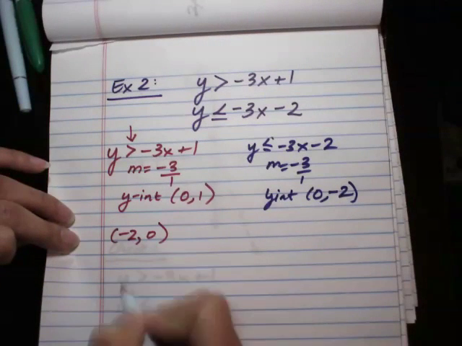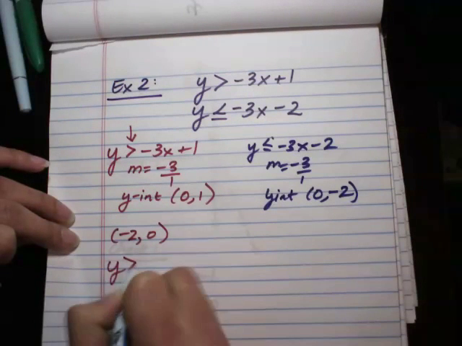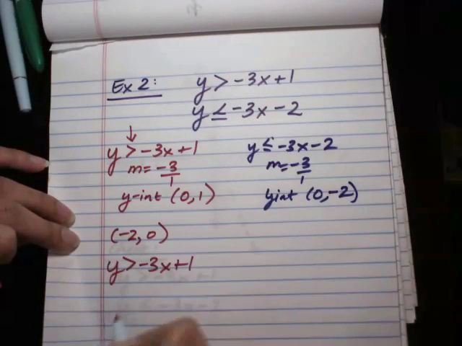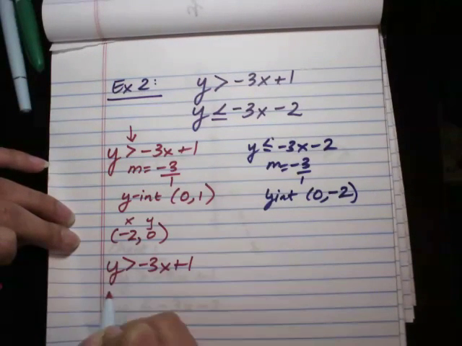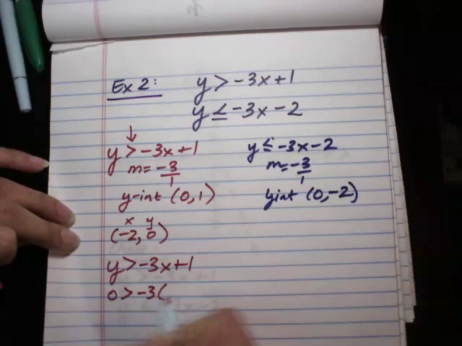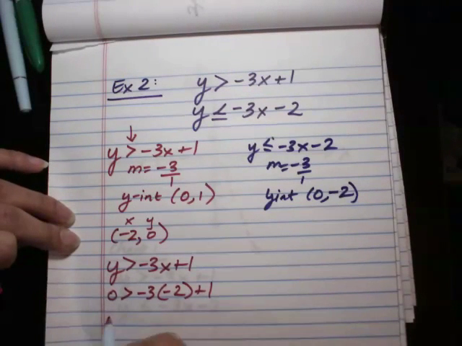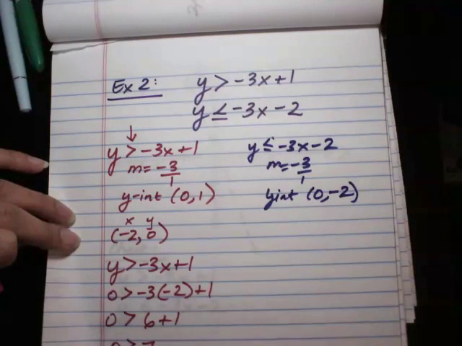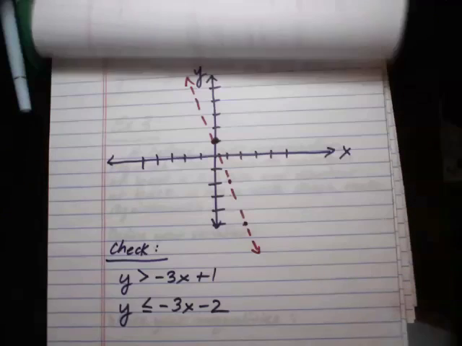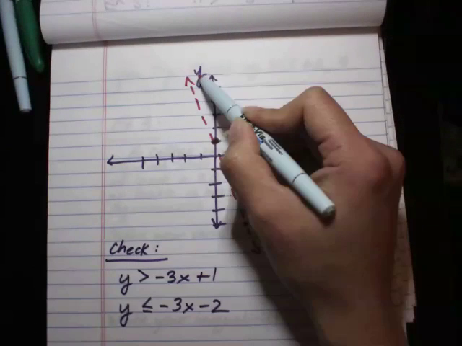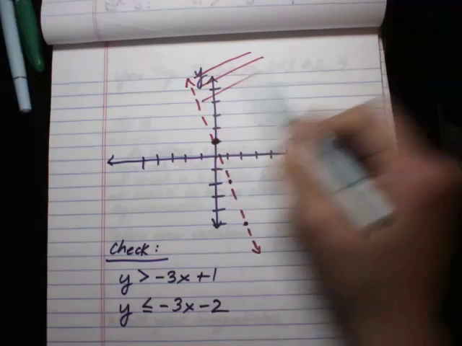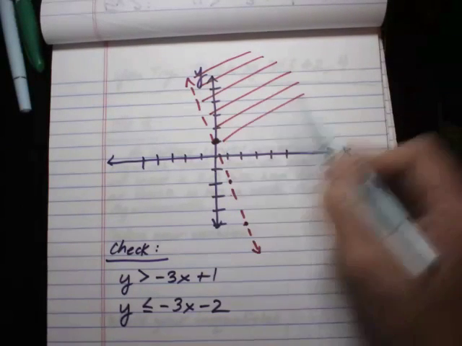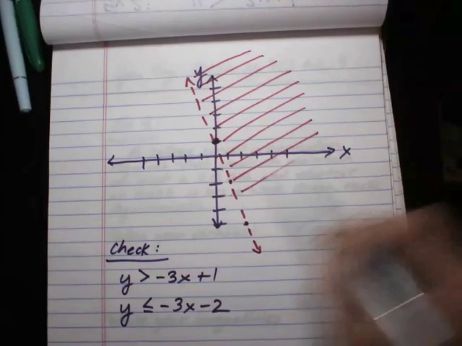Our inequality is y is greater than negative 3x plus 1. So we're going to plug in, this is x and that's y. Let's see if this works. 0 is greater than negative 3 times negative 2, which is a positive 6, plus 1. 0 is greater than 7? Absolutely not, so this is false. So this point over here is not what we're going to shade. We're going to shade to the right. Again, make your shades perpendicular to keep everything neat.